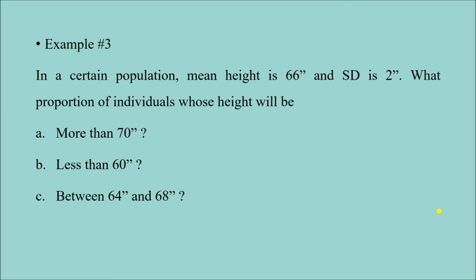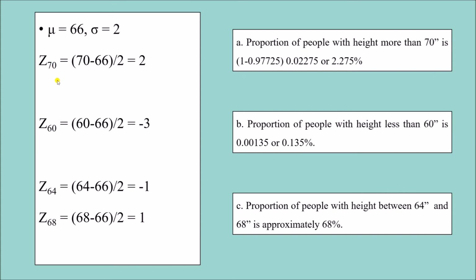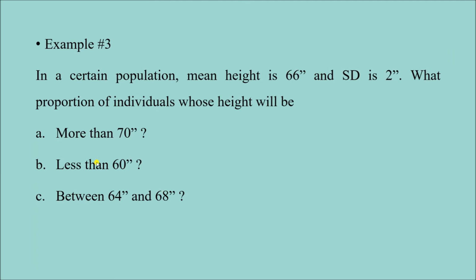and we need to find out the Z value for each individual observation. So first is 70 inch. If we look at the Z value, it is +2. Now we need to know how many people will have height more than 70 inch. That means on the right side of the given Z score.